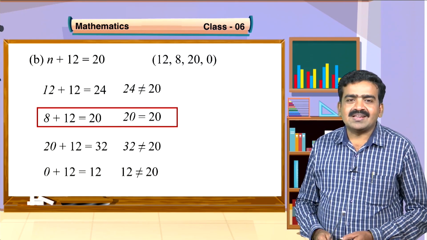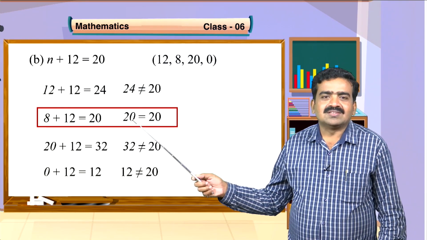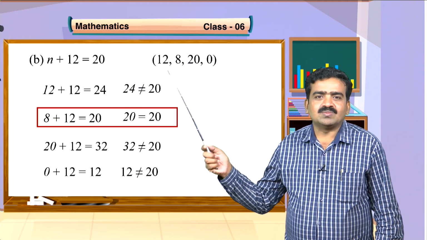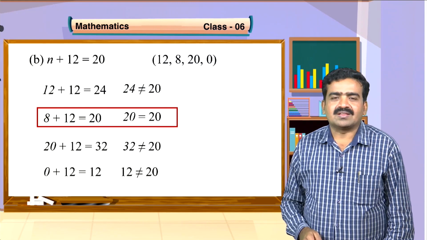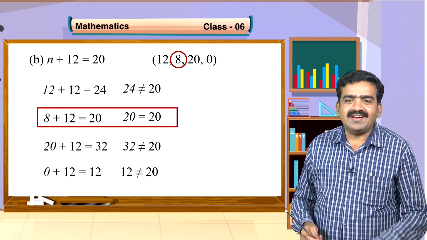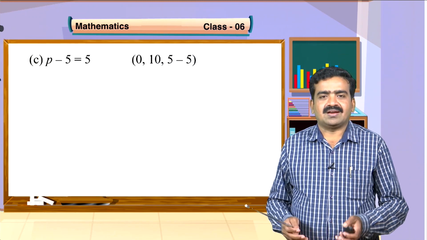Here only one case holds good, that is 8 plus 12 is equal to 20. So, 20 is equal to 20 when 8 is substituted in the given equation, therefore, 8 is the solution for the equation. Let us try one more.